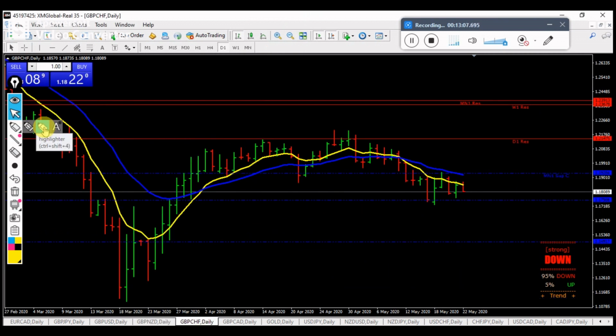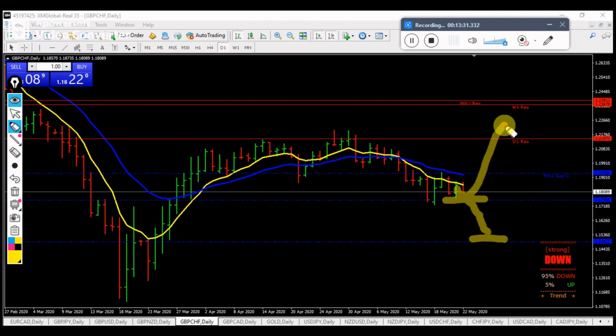Let's move to our next pair, which is GBP CHF. I'm expecting GBP CHF will go up, so I'm just looking for it to come down to this level. If it breaks that, the next target of GBP CHF is this level, which is 1.1491, and I wasn't expecting that to happen. So from my point of view, I'm expecting GBP CHF will go up.